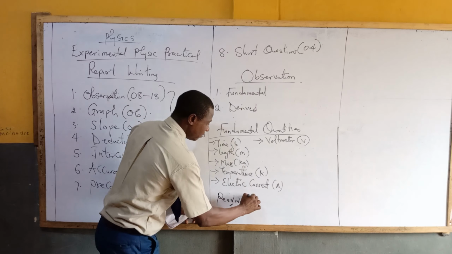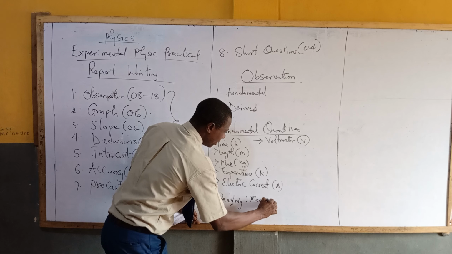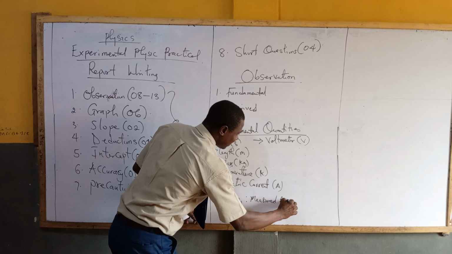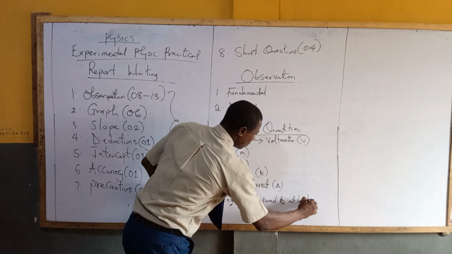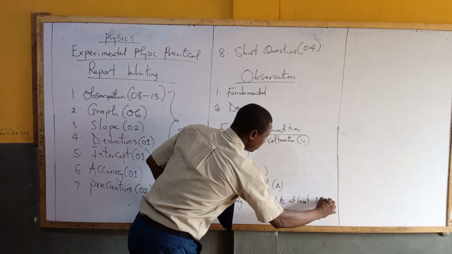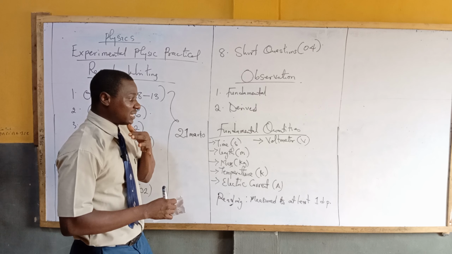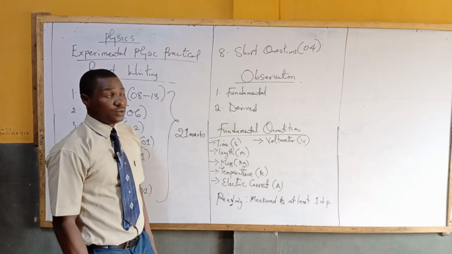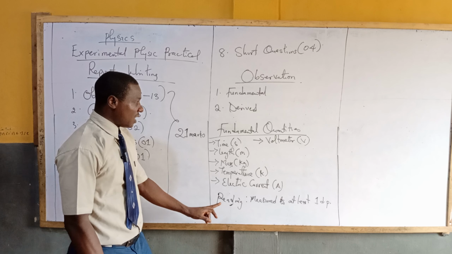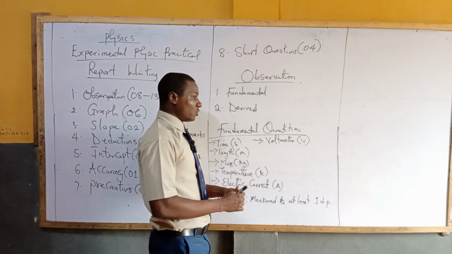And in WAEC, they expect that when you take your reading, every reading you make from this aspect must actually be measured to at least one decimal place. Now that is actually what WAEC is after. The decimal places of whatever it is that you are doing is basically what WAEC is after, and you need to pay attention to that.